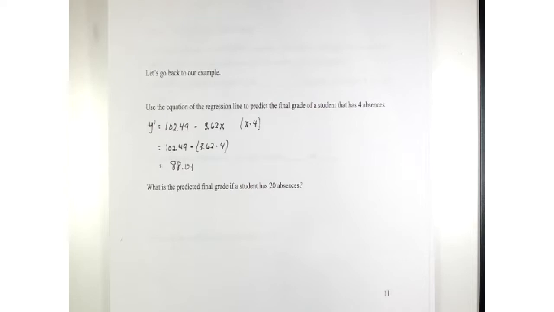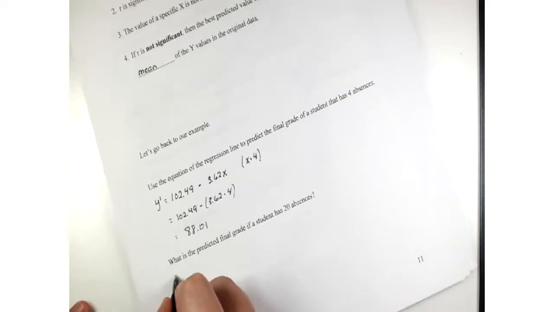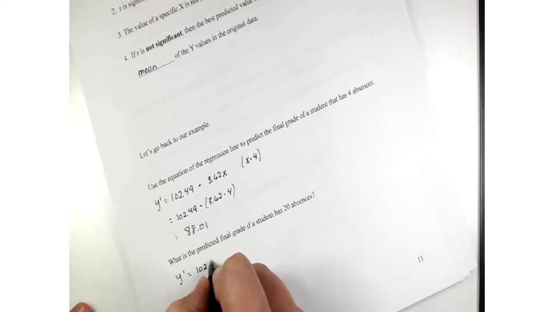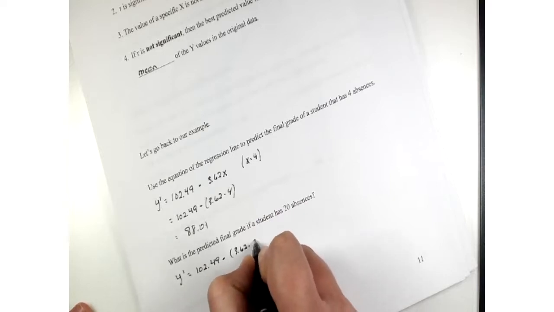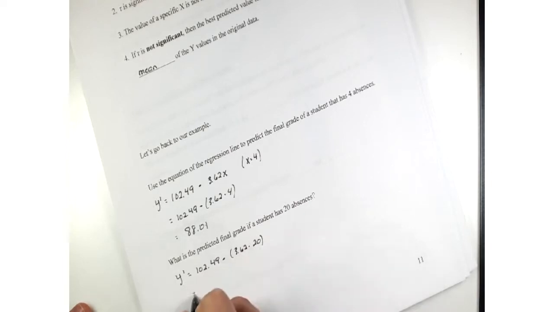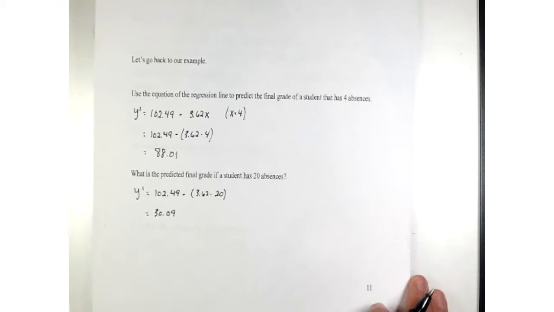So now, what is the predicted final grade if a student has 20 absences? So you just do the same thing. So you have y prime is still the same regression equation, 102.49 minus 3.62 times x, but in this case, x is 20. So that is equal to 30.09. So that student would be sad.